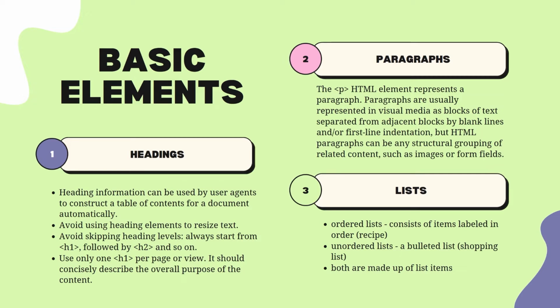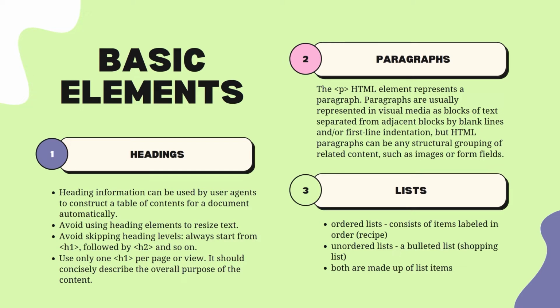The second thing you need to know is paragraphs. Paragraphs are denoted by a P tag, and paragraphs are usually represented in visual media as blocks of text that are separated from adjacent blocks by blank lines and or first line indentation. But in HTML, paragraphs can be any structural grouping of related content like images or form fields.